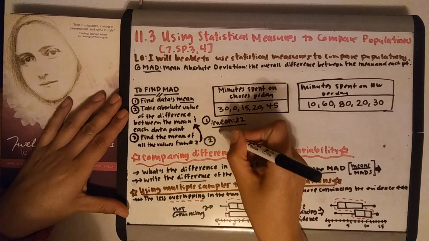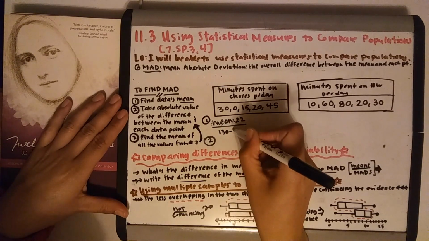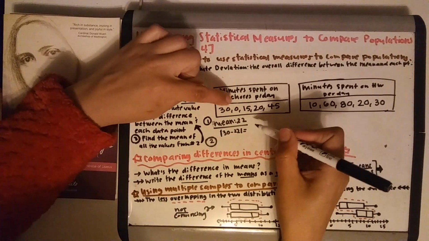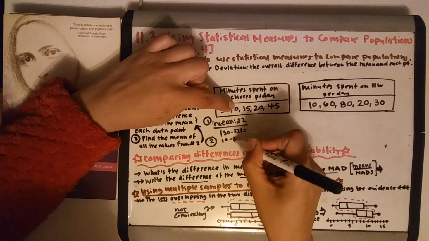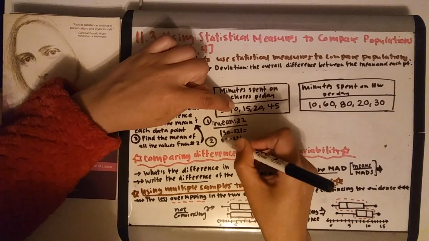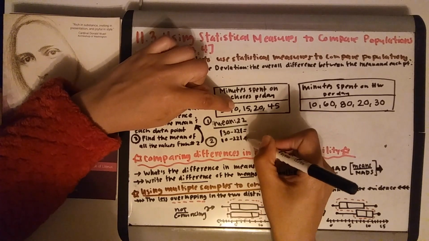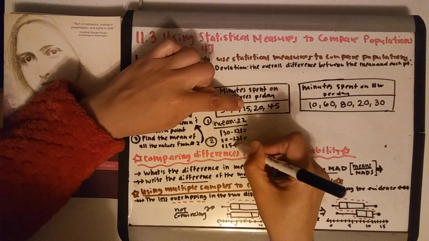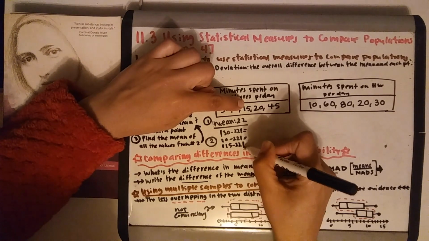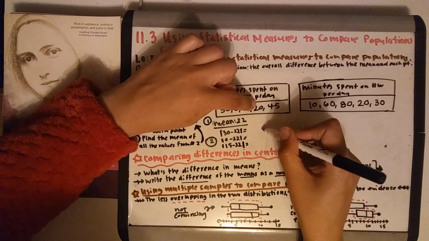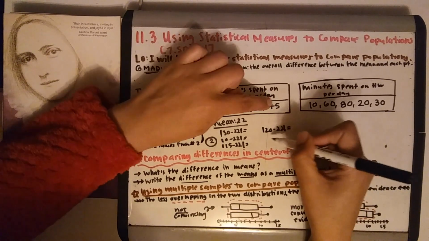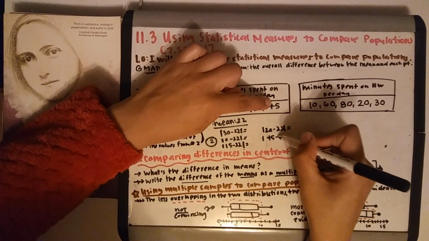So I'm going to go 30 minus 22, absolute value of that. I'm going to go 0 minus 22, absolute value of that. So these are not ones, these are actually absolute value symbols. And then I go 15 minus 22, and I'm going to go 20 minus 22, and then 45 minus 22.